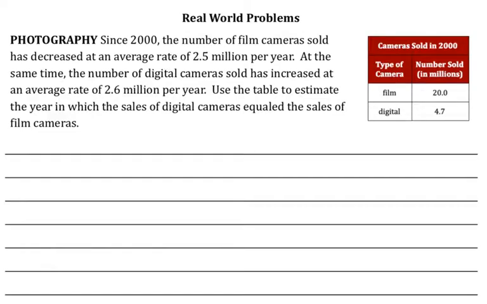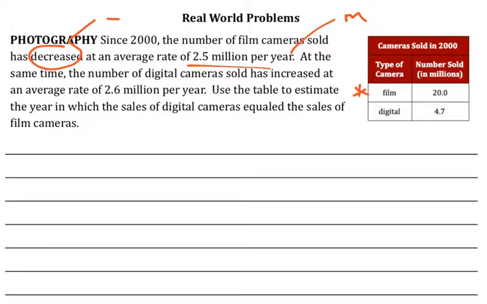Give this problem a read on your own. Pause it if you have to. So since 2000, the film cameras sold has decreased, meaning the rate of change is going to be subtraction. So that's for film. And that makes sense because, obviously, there's been an increase in digital things since 2000. At an average rate of 2.5 million per year. So that's your rate of change. Or more simply, your slope.